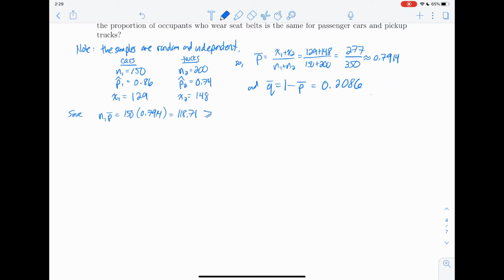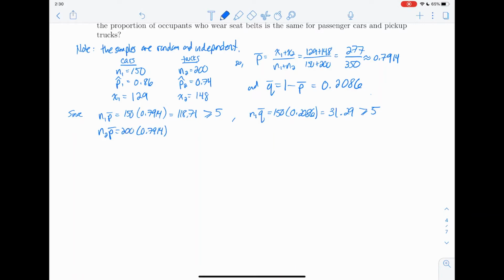That computation will yield 118.71. Indeed, that's greater than 5. We'll compute n1 q bar, which is 150 times 0.2086. That'll give 31.29. That's greater than or equal to 5. So that's 2 of the products we need to verify. Now let's check the second sample. That's n2 p bar, which is 250 times 0.7914.